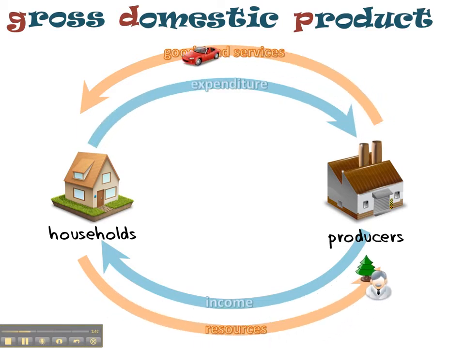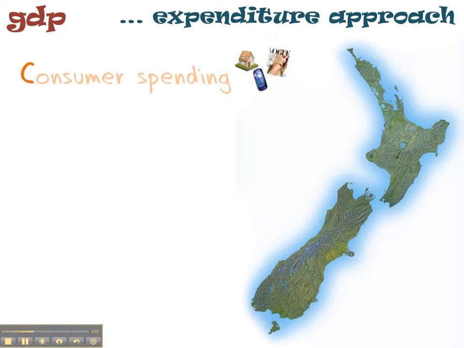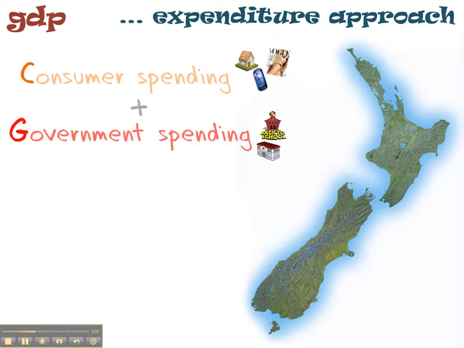So let's look at those two approaches, the expenditure approach and the income approach. Well, first of all, the expenditure approach. To calculate the expenditure approach, we actually break it into 5 parts. We have consumer spending, goods like cell phones and magazines and going to the movies, stuff that we use for our own personal use. There's government spending, so things like education, healthcare, and all the other goods and services that the government provides for us.